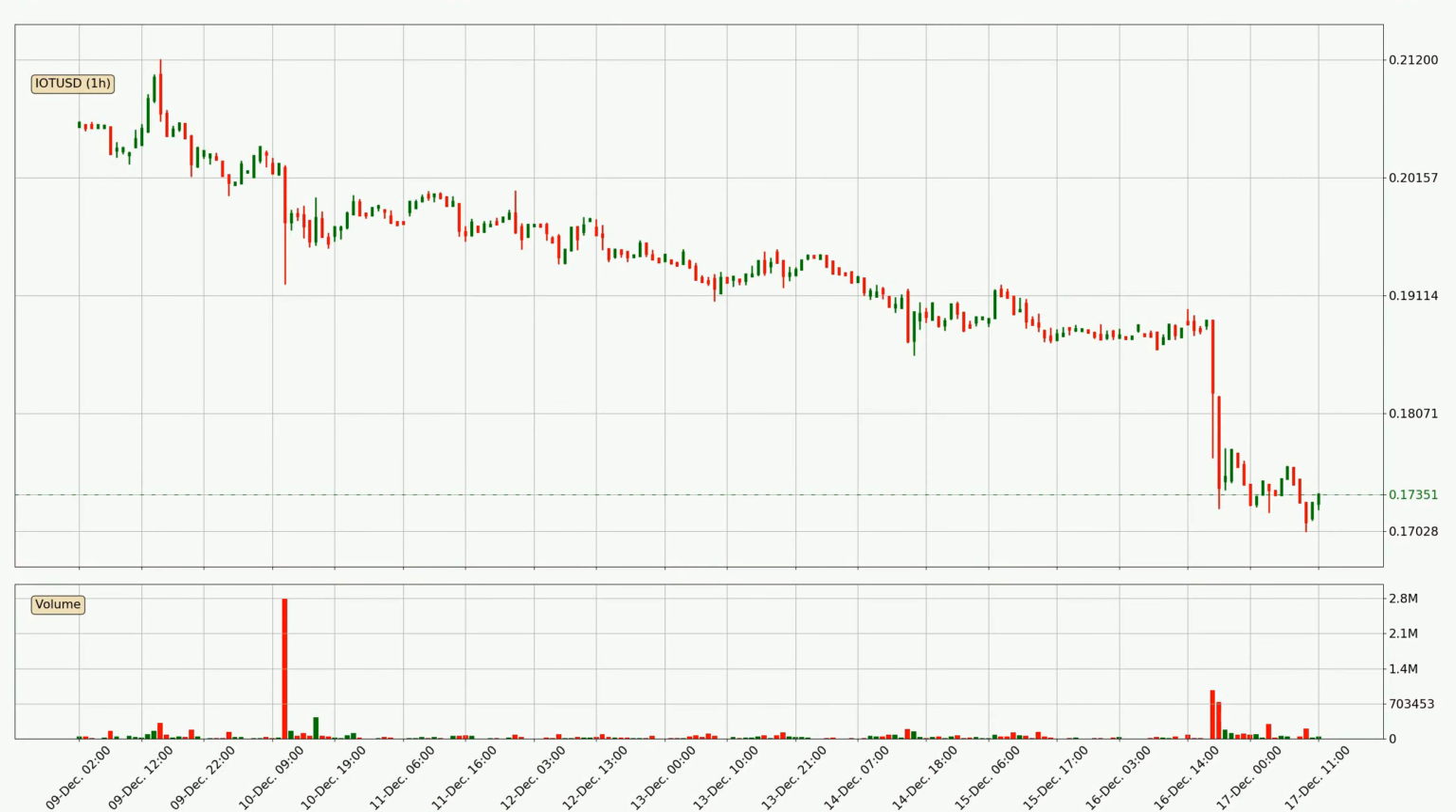Looking at the hourly time frame for IOTA, the price rapidly went down around 8.0% in the last 24 hours, with a current price of 17.4 cents. The volume was also high, showing that this move was strong and the sellers are taking over.